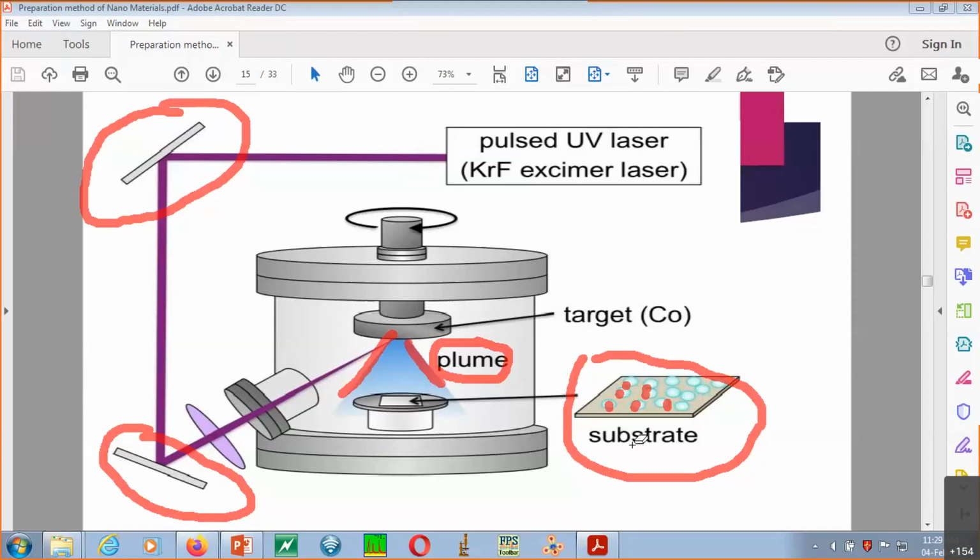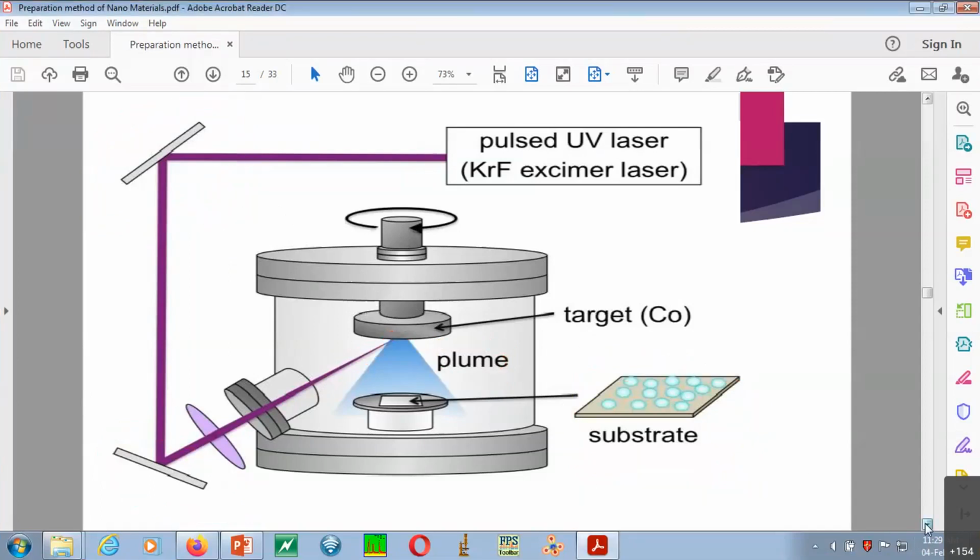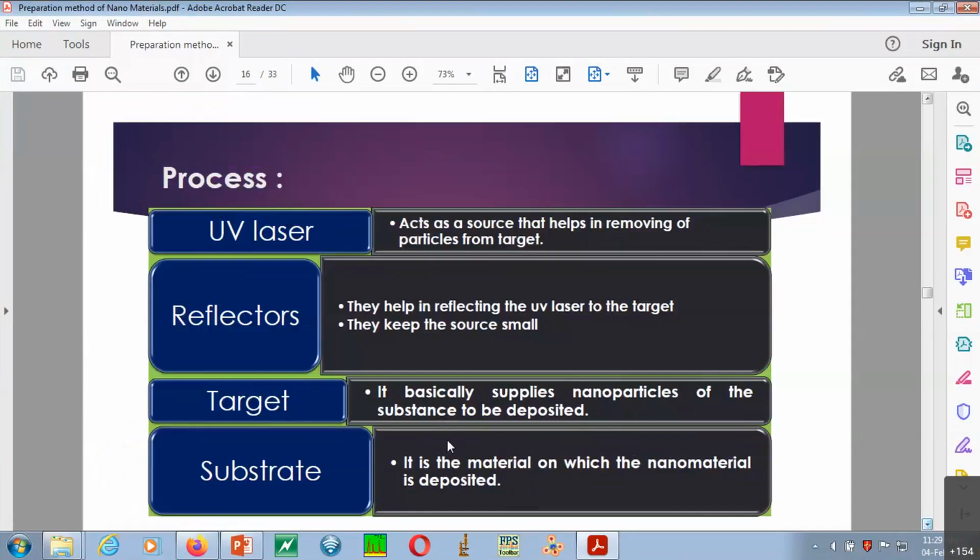Fine. So let me go through that. The next one, I hope this simple idea is clear to you. All the components' role is clear to you also. Now coming to the next, here is the process. All the things which I have told you just now have been written down again in this part, so you can check it out.